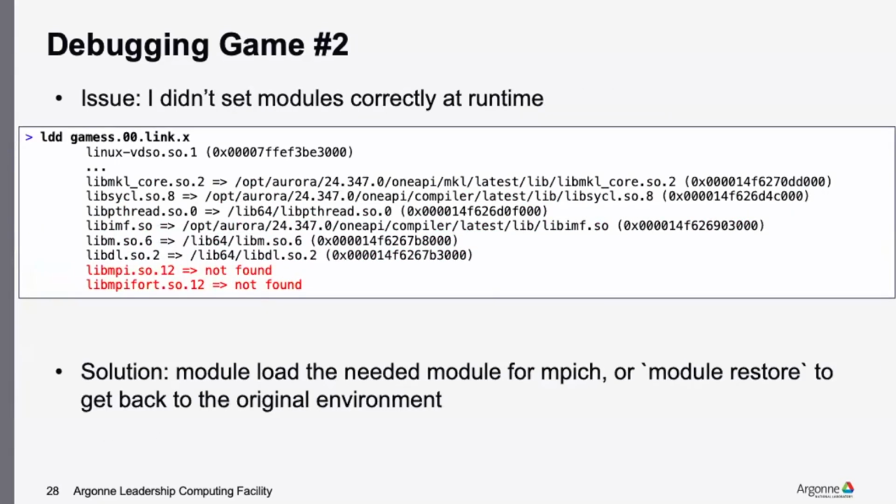The issue was I didn't set the modules correctly at runtime, so I can check with ldd on the executable to see, okay, now in my runtime environment, it is not finding MPI. So the solution was just to load the needed module for mpich or do a module restore to get back to the original environment. That's often, if you think you've messed up your environment, module restore will help restore it.